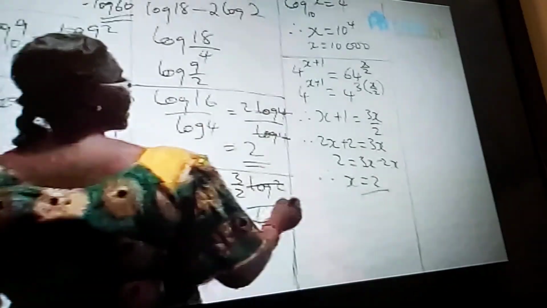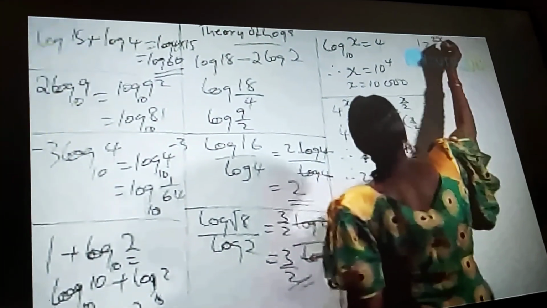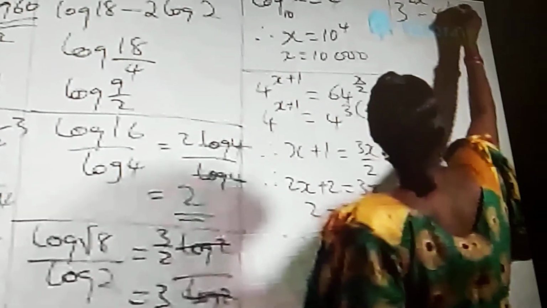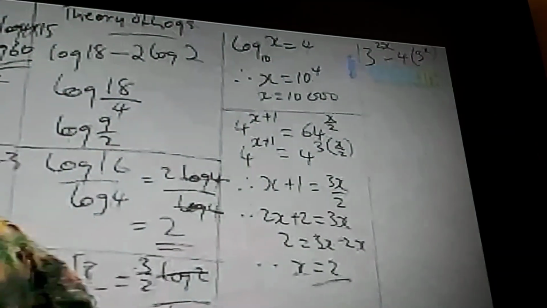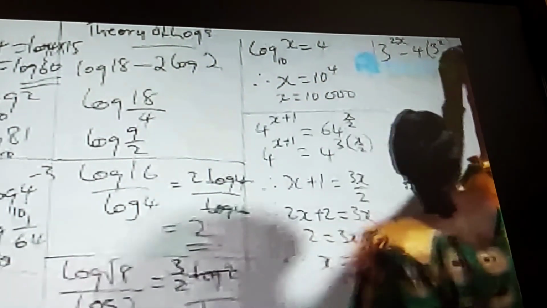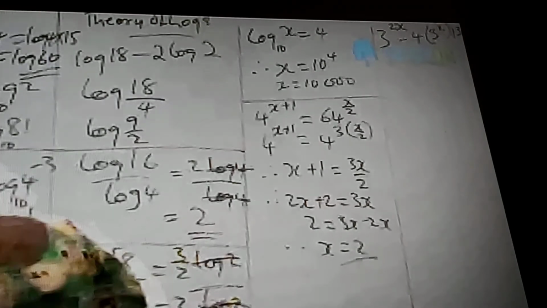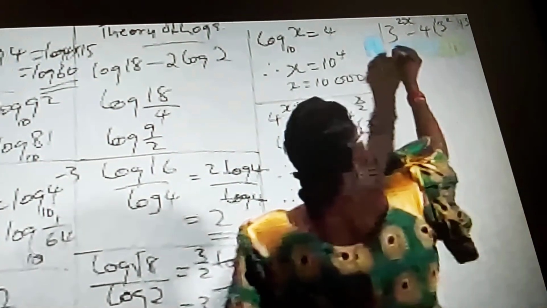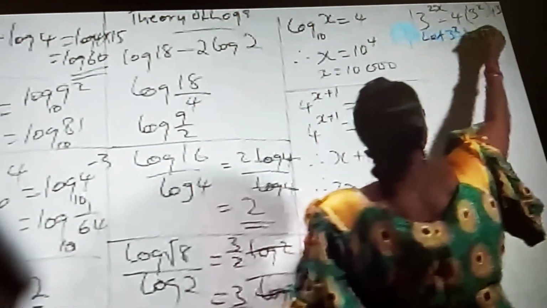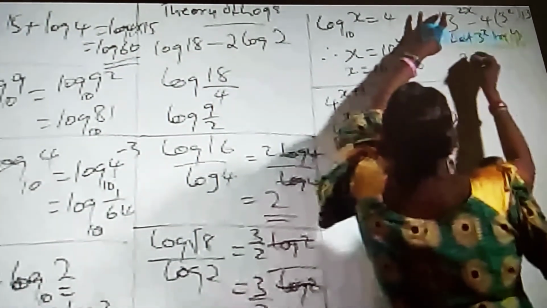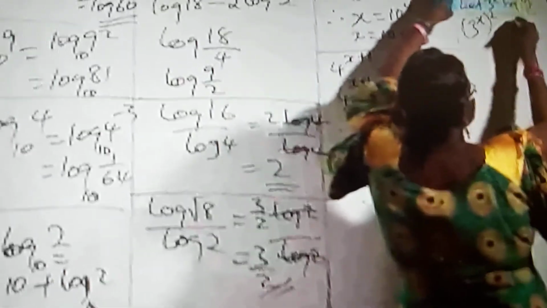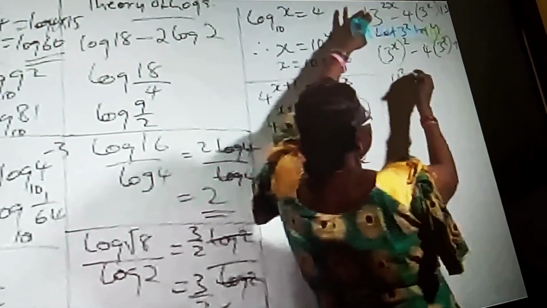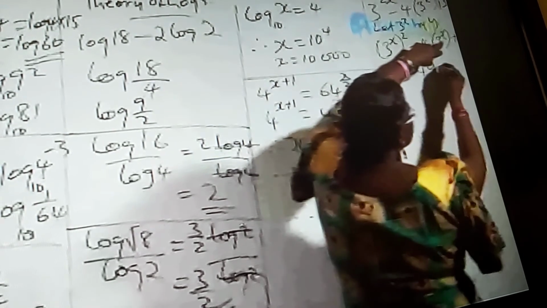3 raised to power 2x minus 4 times 3 raised to power x plus 3 equals 0. If you look at this, 3 raised to the power x is common. So let 3 raised to the power x be y. So replace this: 3 raised to the power x, raised to the power 2, minus 4 times 3 raised to the power x plus 3 equals 0. Which means this is y squared minus 4y plus 3 equals 0.